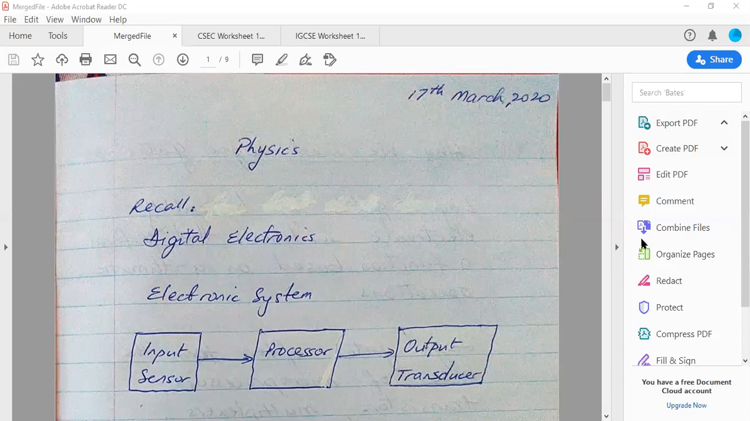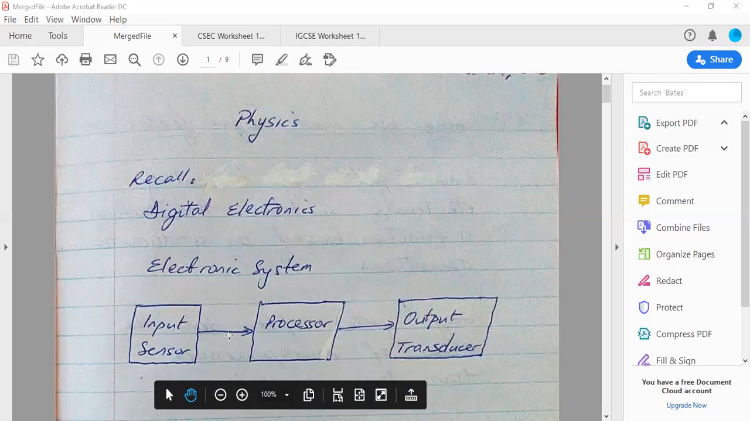Recapping from last week's class, we did digital electronics, and in digital electronics, we covered something called electronic systems. We said that each electronic system comprised of an input sensor, a processor, and an output transducer. Could anybody give me an example of an electronic system that would comprise all three components?